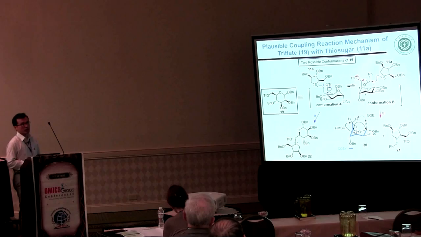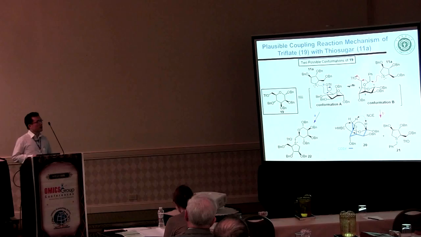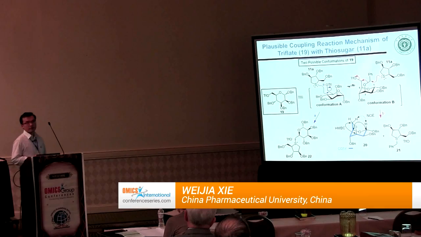And the previously reported method to synthesize this kind of structure relied on the intramolecular cyclization from position 3 to position 6, which bears a leaving group. This leaving group includes mesylate, fluorine, bromine, iodine, and phosphonium. But with this method, they are not cost effective.